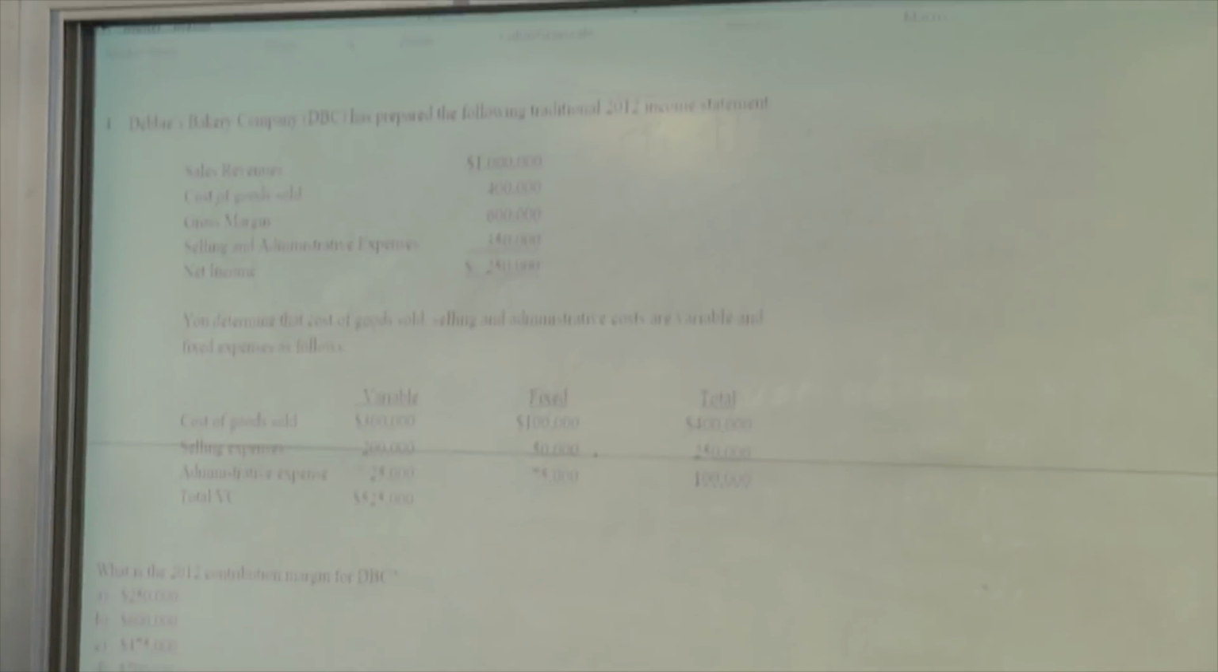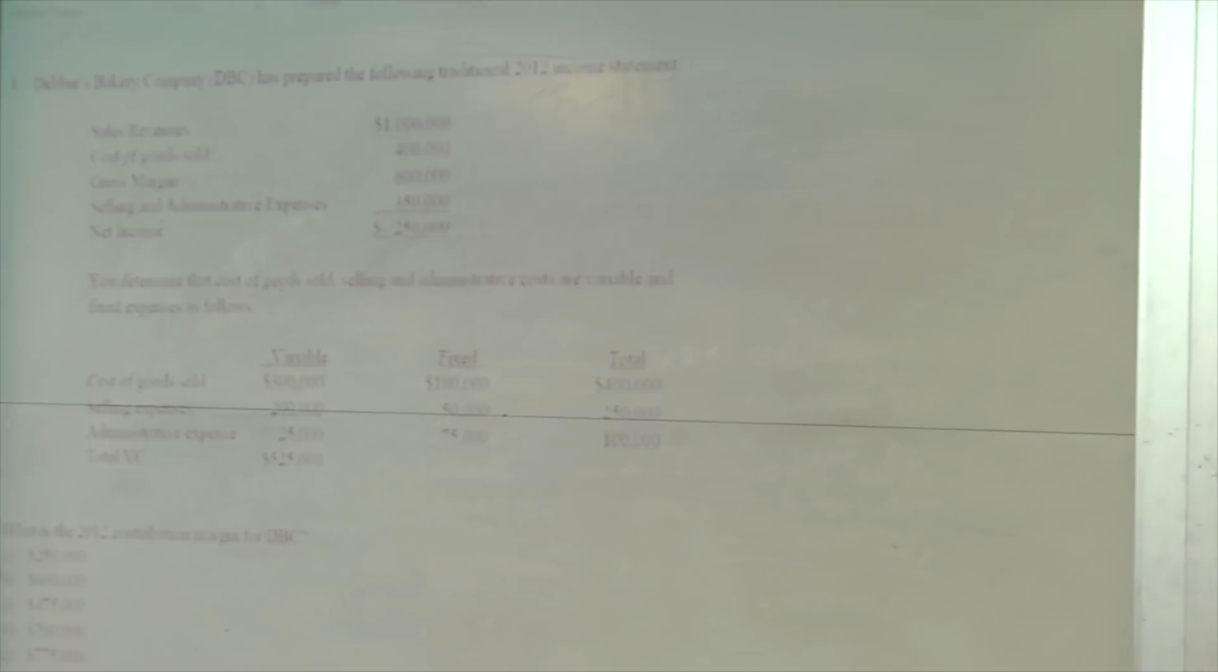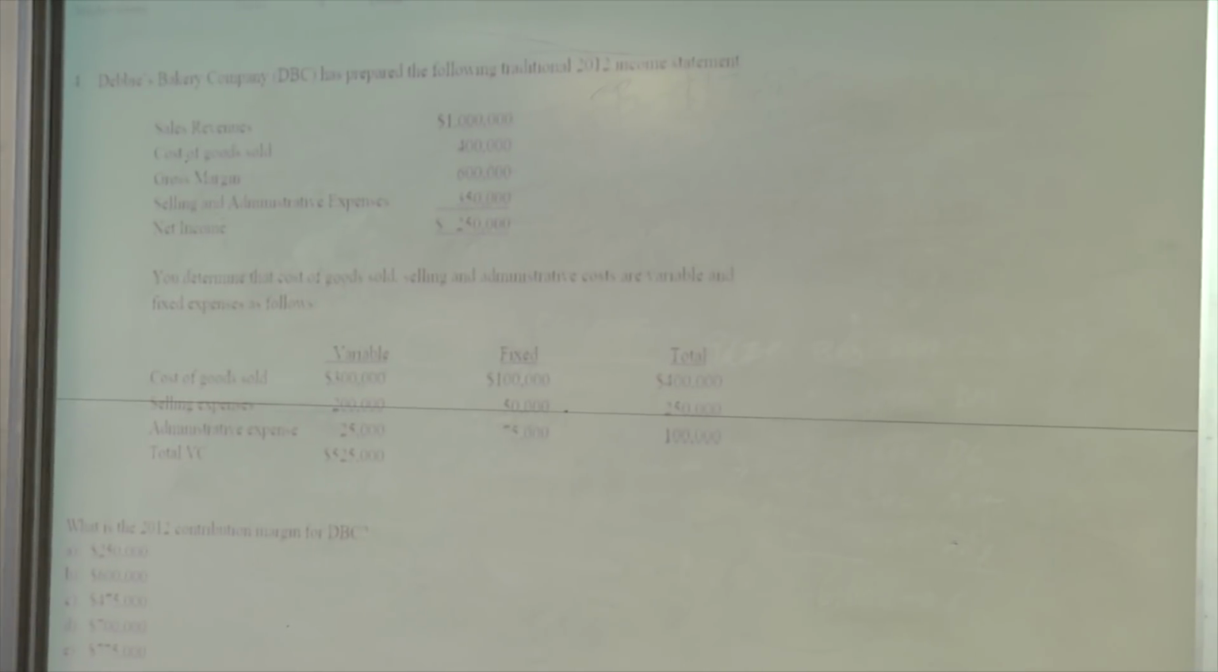So question 4. We have Debbie's Bakery here, and they have a 2012 income statement. You determine cost of goods sold, selling, administrative, variable, fixed. It's as follows. All right, so we have a lot of numbers here, but what is the question asking? 2012 contribution margin for DBC.